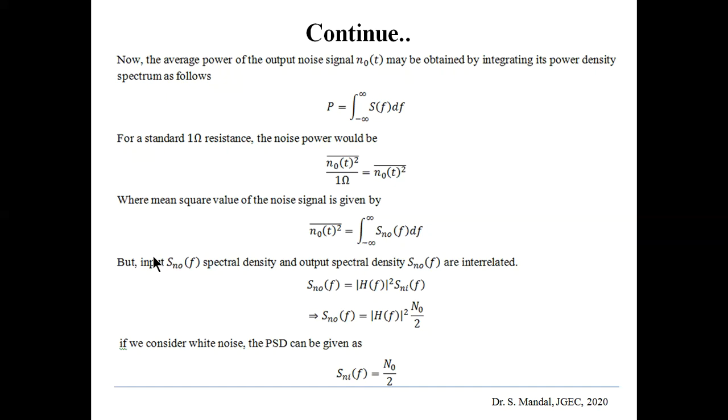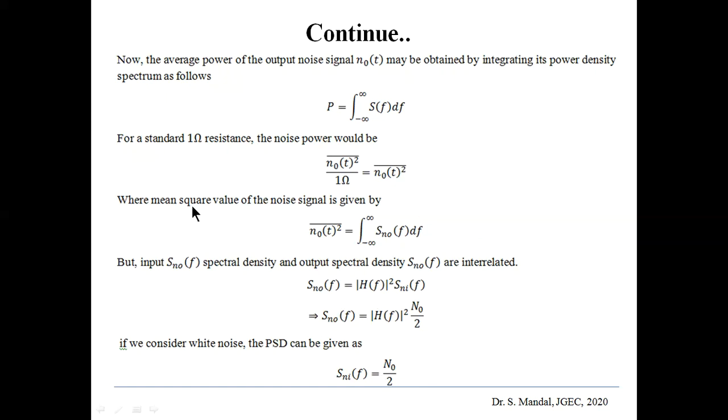Now if we express the spectral density of the input noise signal by Sni(f), and the output spectral density by Sno(f), then there is a relationship between them: Sno(f) = |H(f)|² Sni(f), where Sni(f) and Sno(f) are the input and output spectral densities respectively. Now, if we consider white noise, we know that the input spectral density can be given by N0 by 2, where N0 is the maximum noise voltage level.